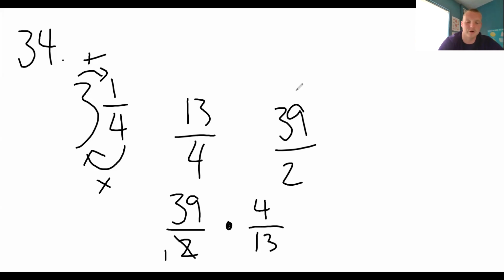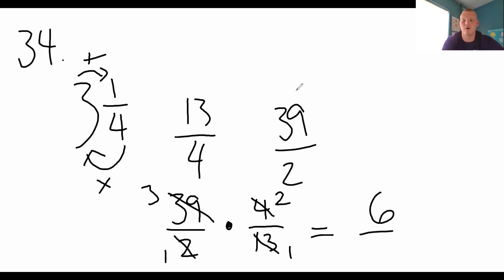So 2 and 4. Then what about the 13 and 39? Yeah, Logan? Ellen, you got it? Yep. And then I'm left with 3 times 2, which is 6 over 1. So how much money did she make per hour, Madeline? She made $6 per hour.